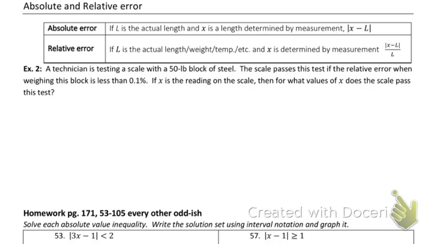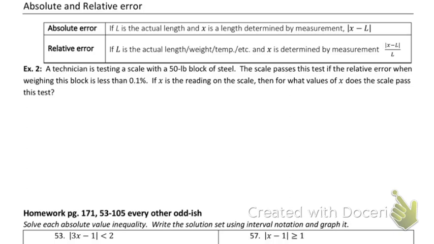Take the absolute value. Say I'm building a part and I want it to be 13 feet long and I accidentally cut one that's 14 feet long. My absolute error would be 1 foot. It is 1 foot too long. Or if I'd cut it 1 foot too short, my absolute error would still be 1 foot.